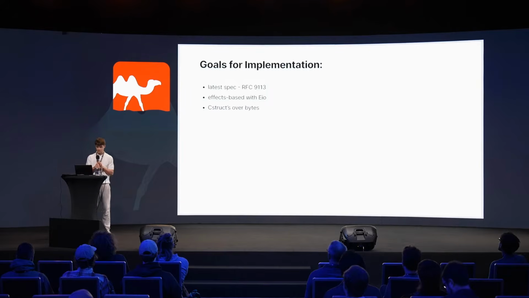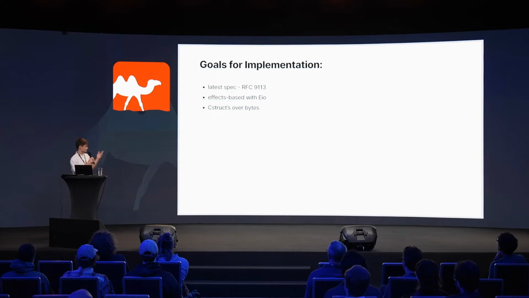We take Cstruct over bytes because Cstruct is just a wrapper around OCaml Bigarrays, and Bigarrays can be a bit faster than OCaml bytes. Also, the previous implementation also used Bigarrays, just with a different wrapper, and Eio uses Cstruct all over the place. So that was pretty nice.